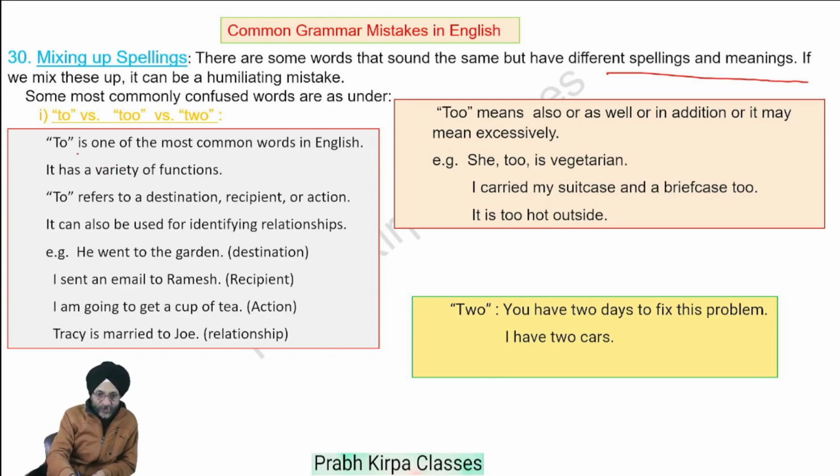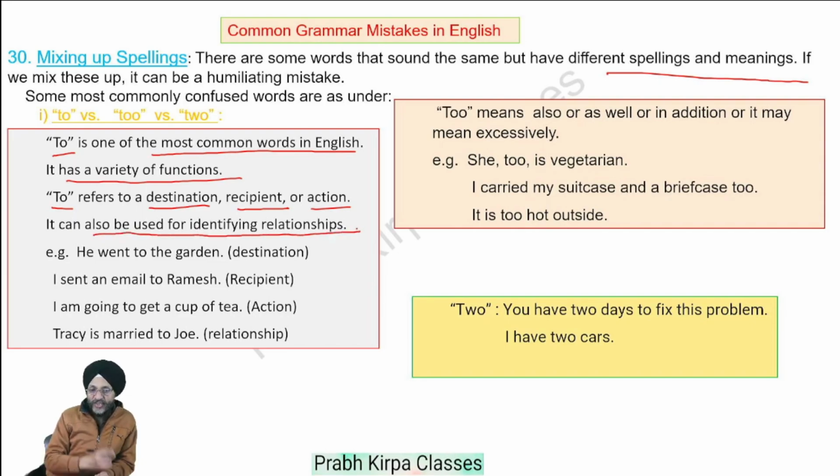Let us see. To is one of the most common words in English. It has a variety of functions. To refers to a destination, recipient, or action. It can also be used for identifying relationships. He went to the garden. Garden is the destination. I sent an email to Ramesh. Ramesh is the recipient. I am going to get a cup of tea. Here action is involved. Tracy is married to Joy. This is a relationship.